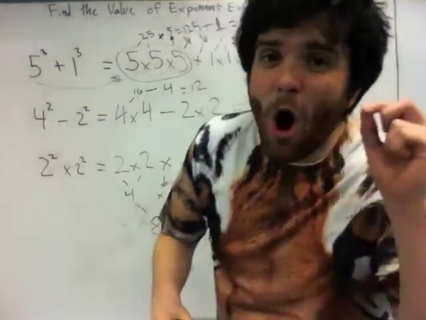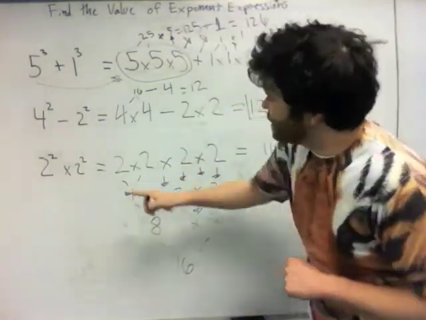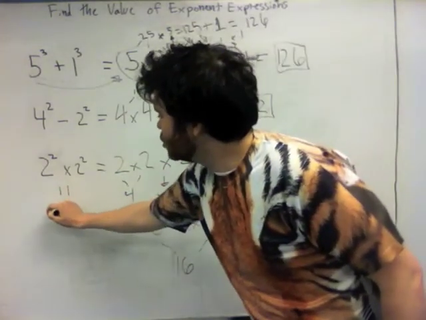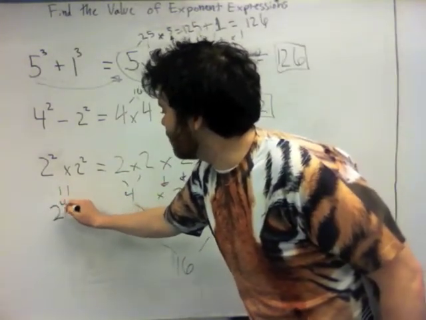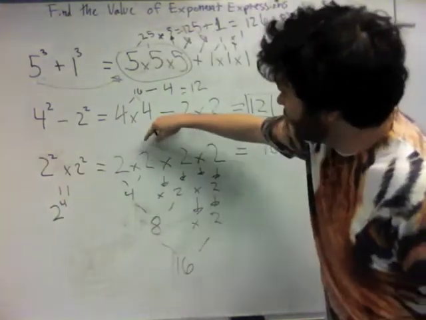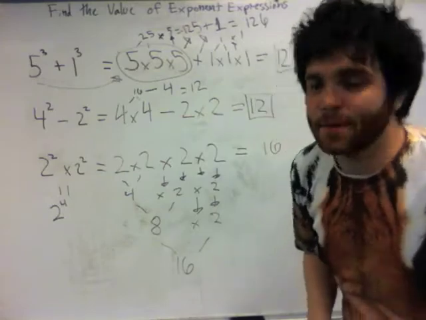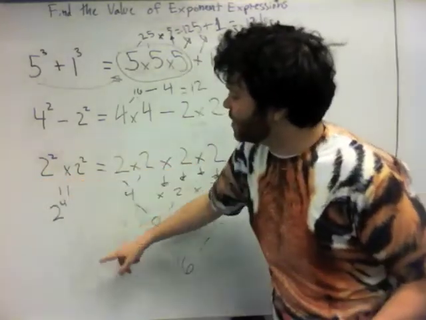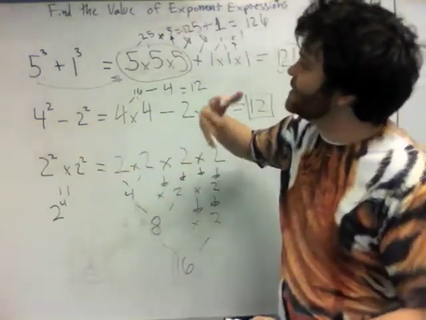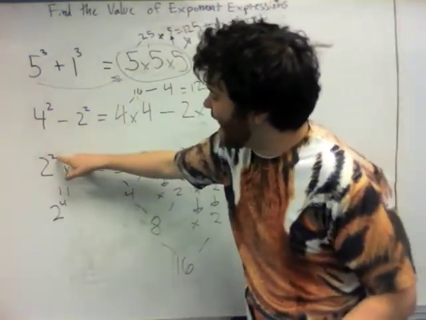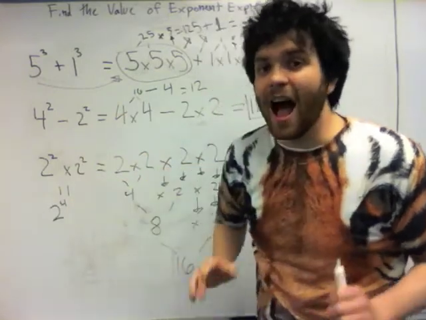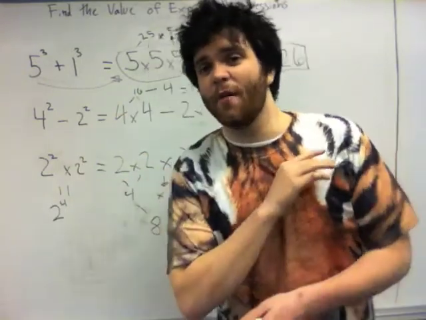Bonus points if you also figure out that 2 squared times 2 squared is actually equal to 2 to the 4th. 2 to the 4th because we've got 2 times 2 times 2 times 2, 1, 2, 3, 4 times. So 2 squared times 2 squared is equal to 2 to the 4th. And in fact, for any of these numbers, if we're multiplying, we can just add the exponents together to get the new power. However, that's going to be the subject of another video.